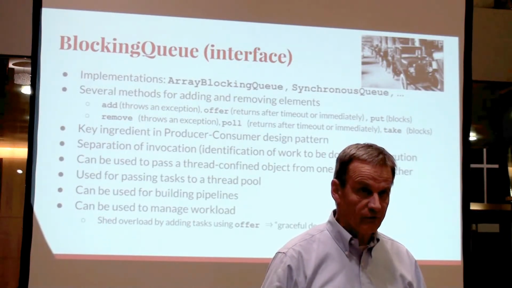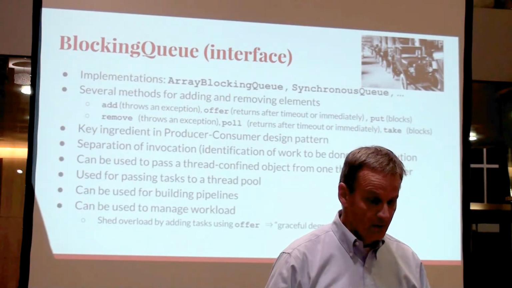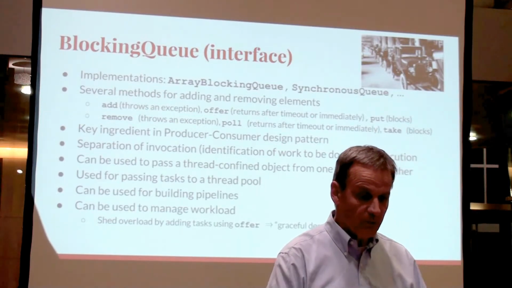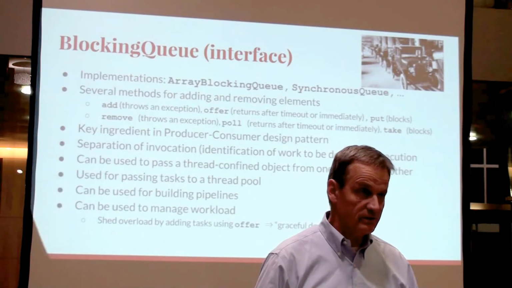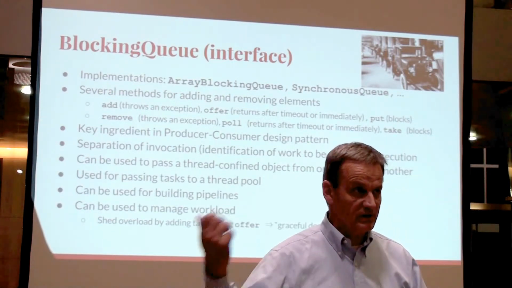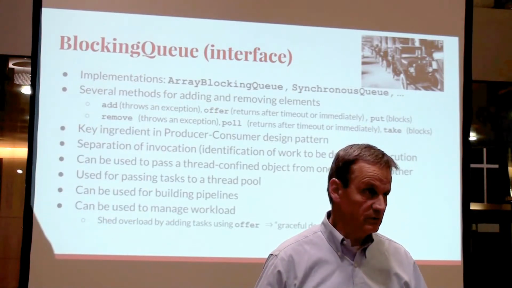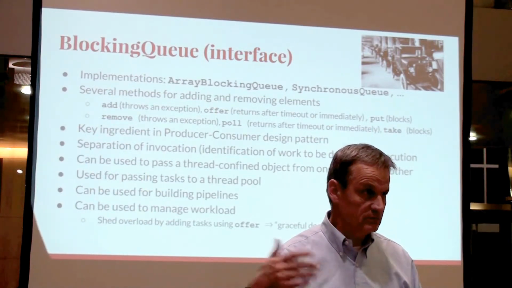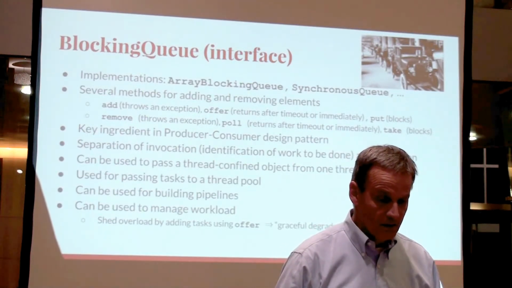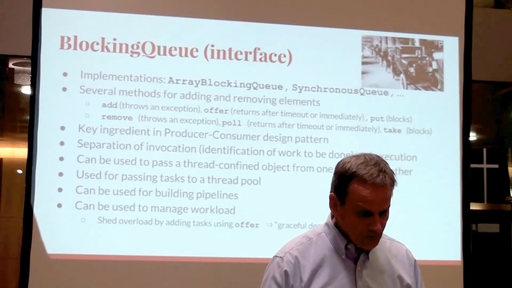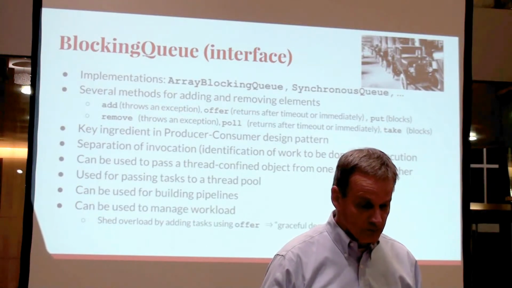I was talking about thread confinement. It's a way you can pass one object from one thread to another thread. You can build pipelines. So you have, for instance, a tokenizer that puts it on the blocking queue, and a parser takes it off the blocking queue and processes it. You can have a web crawler that finds a page, puts it on the blocking queue, and some other thread does the indexing. It can make code very nice and simple.